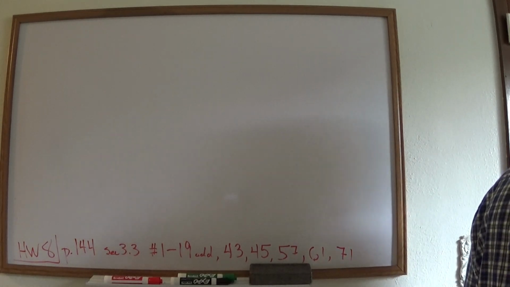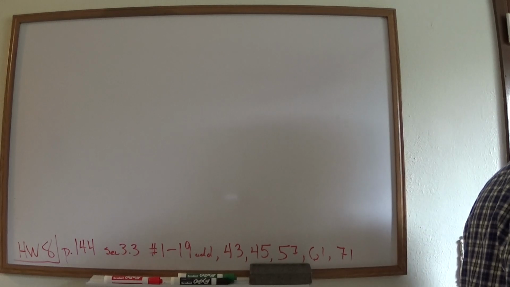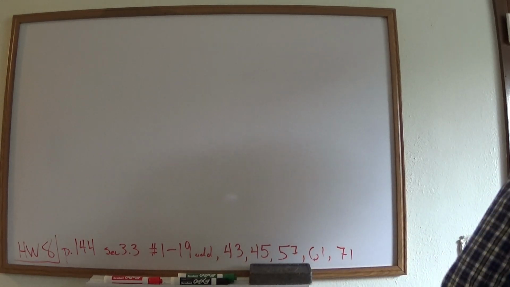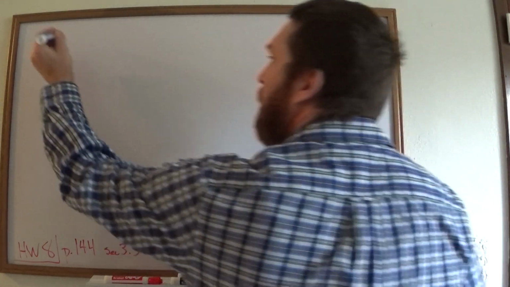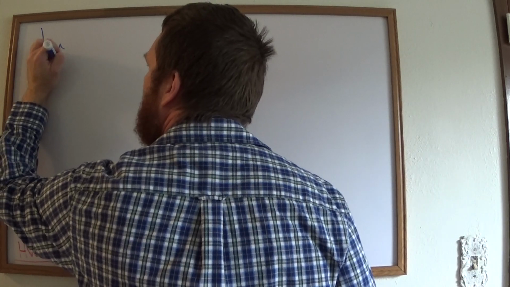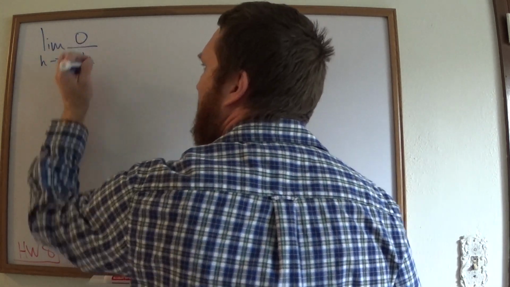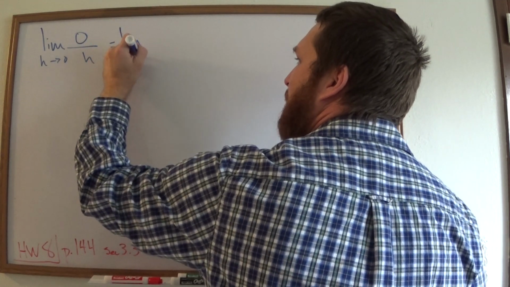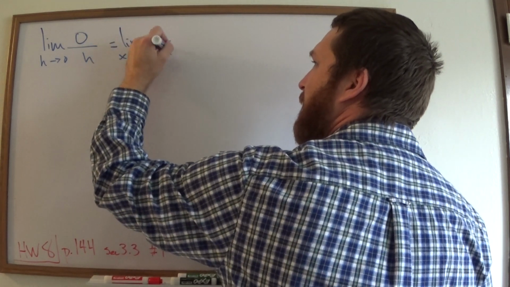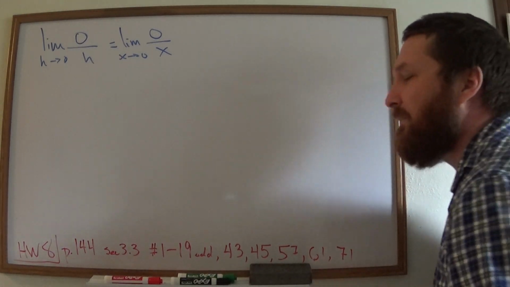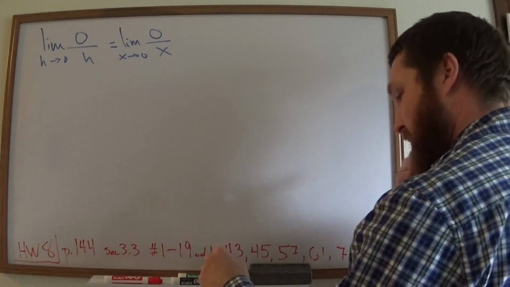So I think we have a little bit of time. I do want to go over that little spiel that I was going to say earlier. So we had this limit: the limit as h goes to 0 of 0 over h. Now real quick, that's the same thing as the limit as x goes to 0 of 0 over x. Why would I call it x? Well, because we're about to think about this in terms of x.